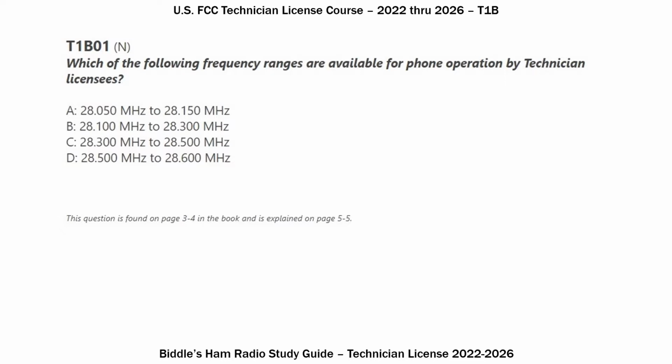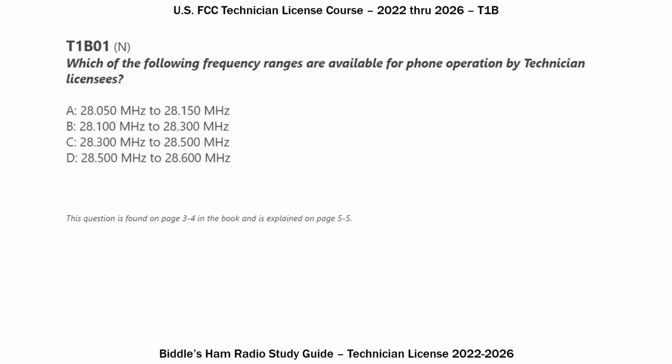A, 28.050 megahertz to 28.150 megahertz, B, 28.100 megahertz to 28.300 megahertz, C, 28.300 megahertz to 28.500 megahertz, or D, 28.5 megahertz to 28.6 megahertz.